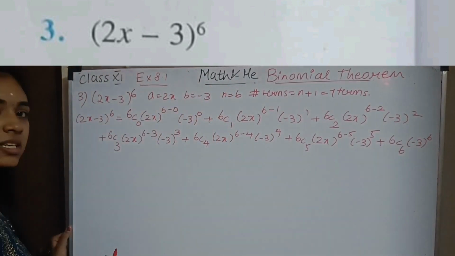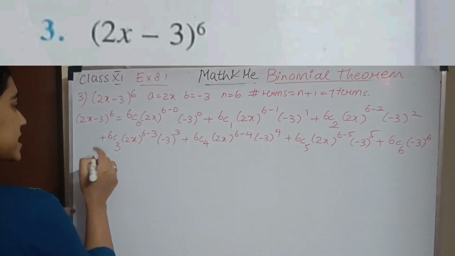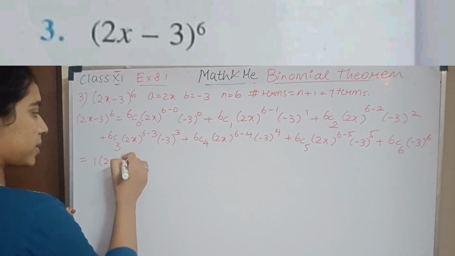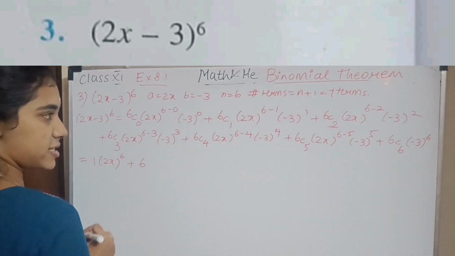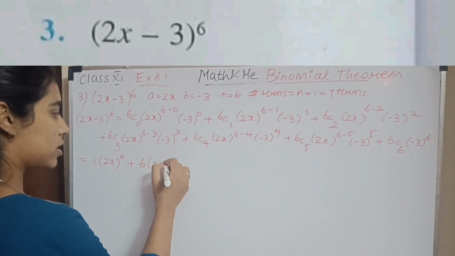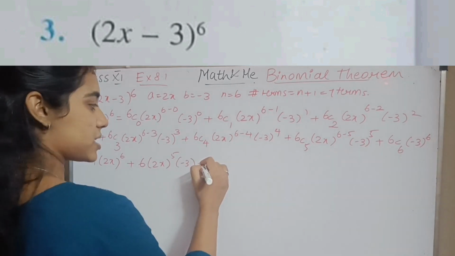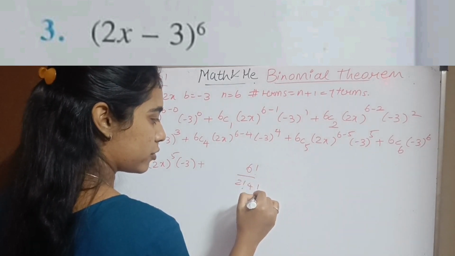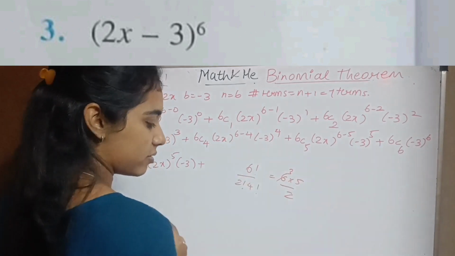6 minus 6 is 0, so that term will become 1. I am not writing that. So, what is my 6C0? 1 times 2x to the power 6. This becomes 1 plus 6C1, and NC1 is always n, 6, with 2x to the power 5 times minus 3, plus 6C2 is 6 factorial divided by 2 factorial 4 factorial. So 6 into 5 divided by 2, 15.